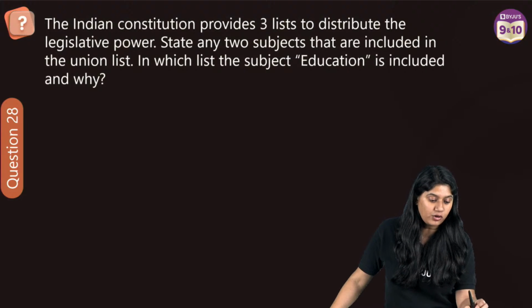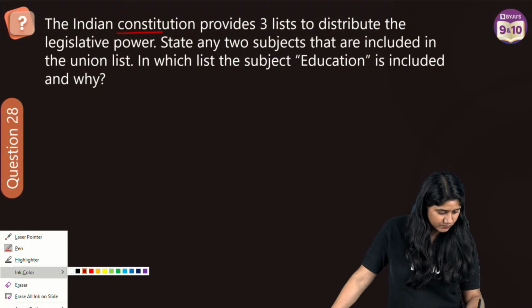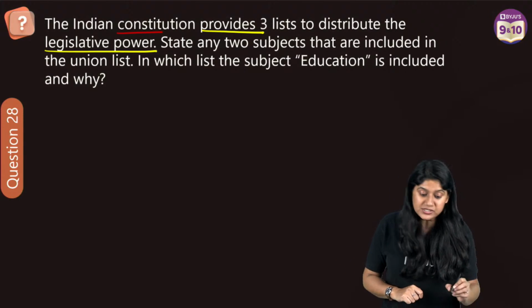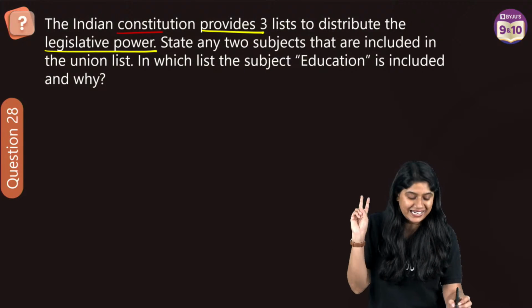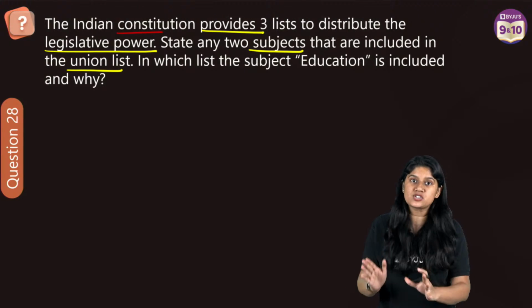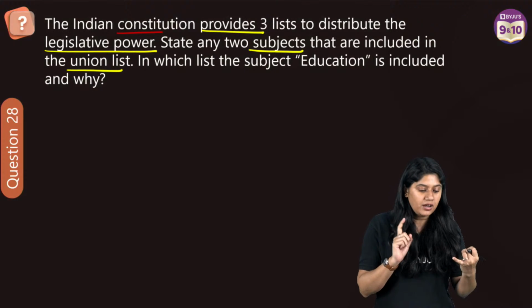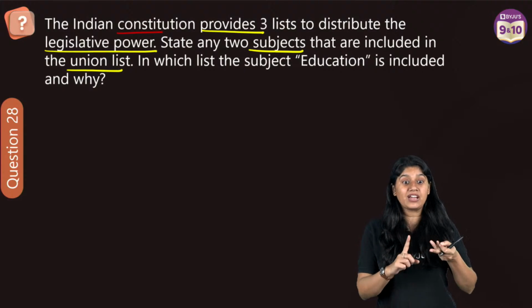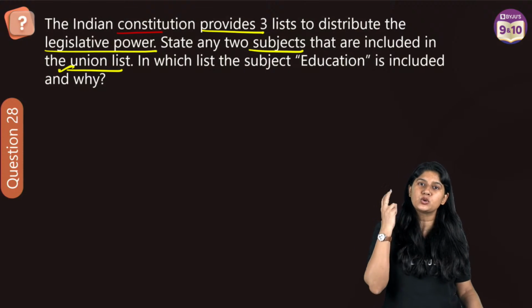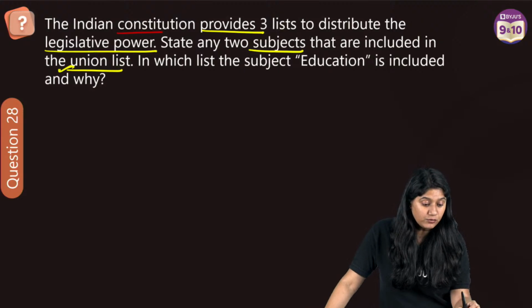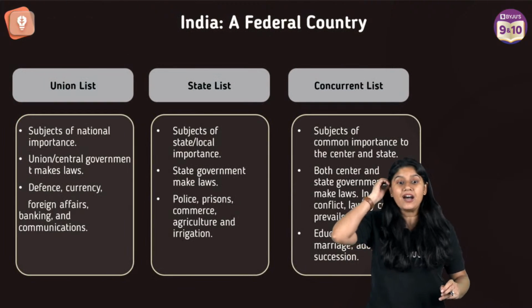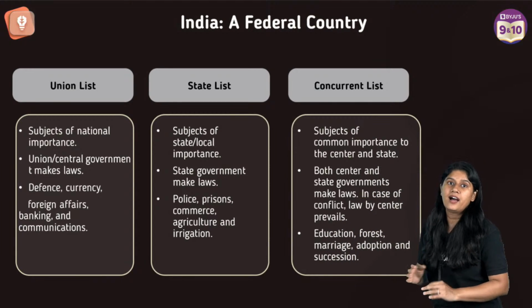So here we have the question: the Indian Constitution provides three lists to distribute the legislative powers. We have to state any two subjects that are included in the union list. So we know that we have three different lists altogether: the union list, the state list, and the concurrent list. Then we have to say two subjects which are there in the union list, and in which list the subject education will come. Easy peasy, everyone. You can take a screenshot over here. We have studied this earlier. I'm just repeating it again for all of us.